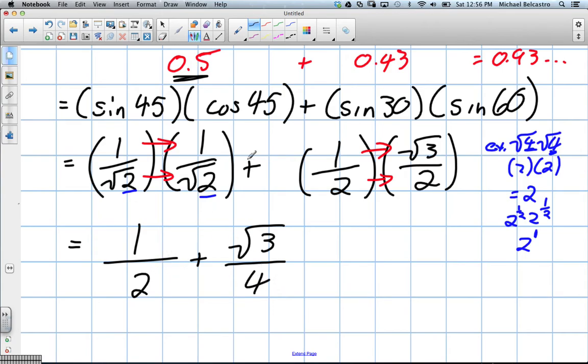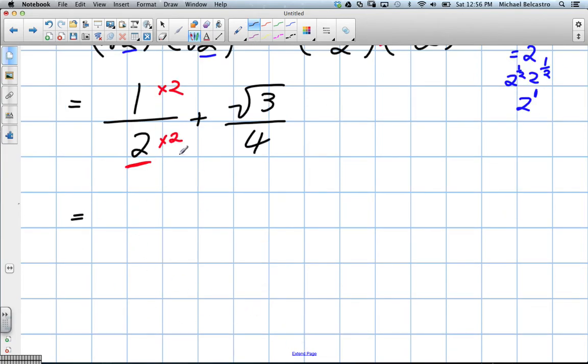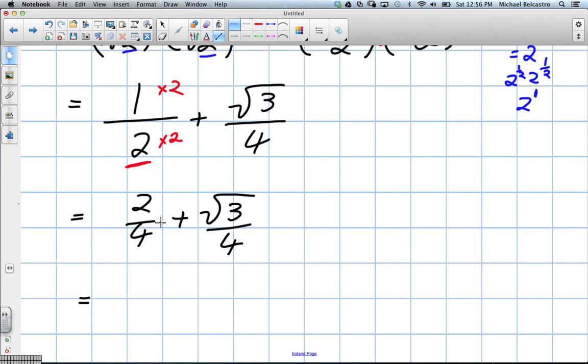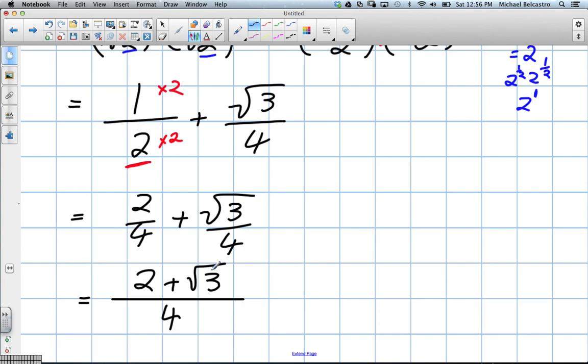Now we go to fraction rules for adding. What do we have to find here? Common denominator. Exactly. So we're going to multiply the top and the bottom of this fraction by 2 so our denominators are the same. We'll do this one step at a time so you don't get confused: 2 over 4 plus root 3 over 4. The denominators are the same, so I don't have to write them separately anymore. I can write this as one whole fraction, all of it above the value of 4, and we're left with 2 plus root 3, over 4. And that is essentially our exact value.